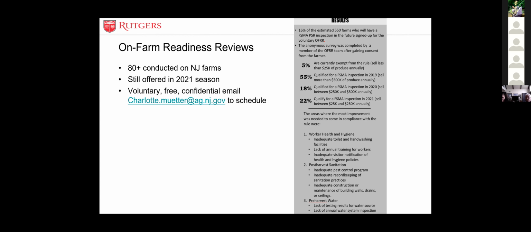And what we found we were talking the most about in terms of needs of improvement was improved worker health and hygiene. So as Liz had mentioned, hand washing facilities in closer proximity to where workers are working, but also the same for toilets, annual training for workers. And so we saw this a lot on farms that did not have to comply with a third-party audit. So food safety training would be something new for their workers. And then inadequate visitor notifications.